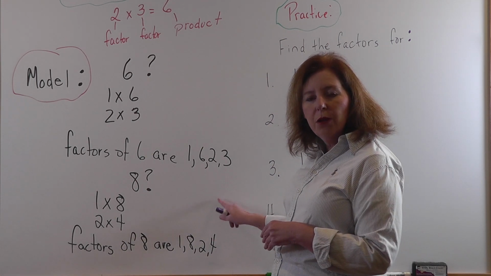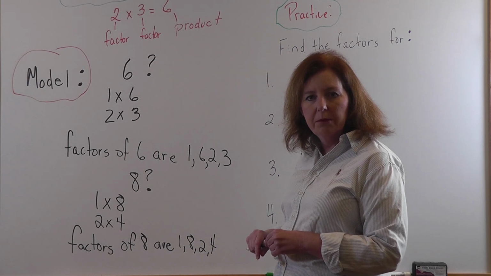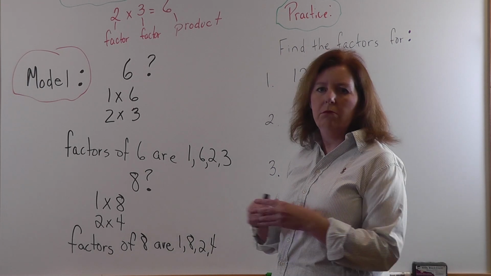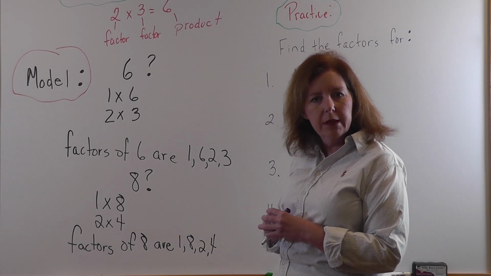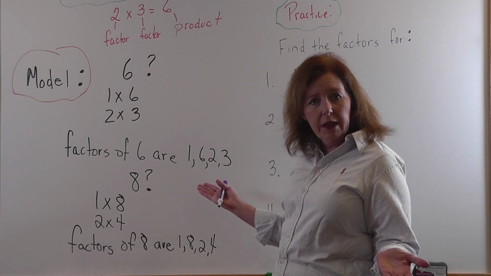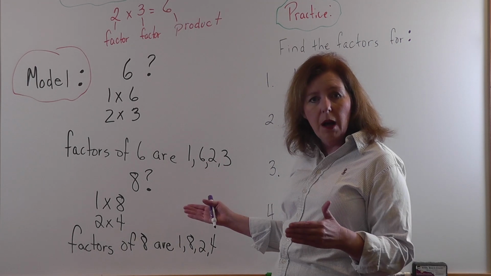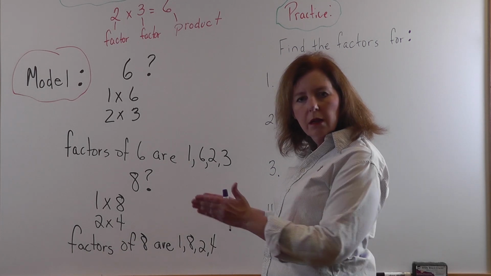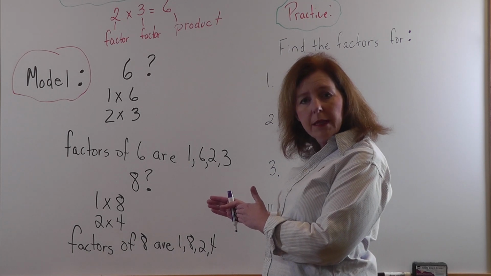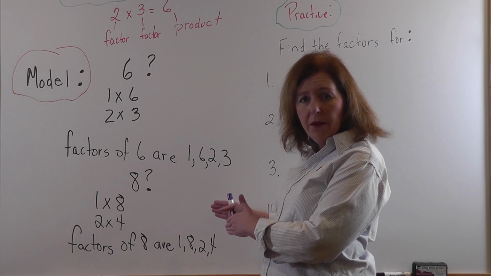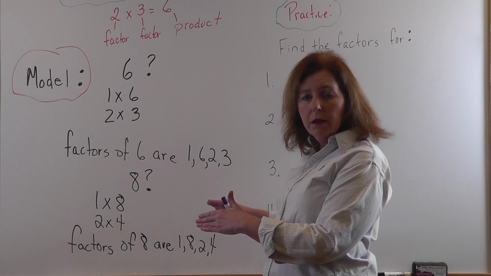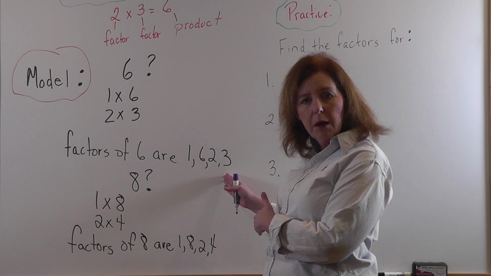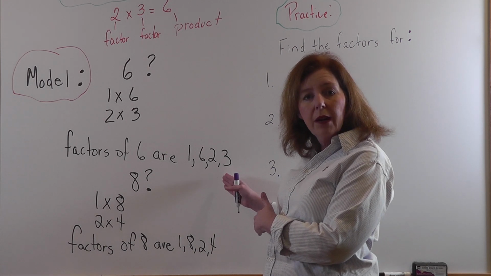This is how you find factors of a number. So if the teacher says, let's find the factors of this number, then you figure out what numbers can be multiplied to get that number. And 1 times the number is always a factor, okay? And then you think of other numbers that can be multiplied to get that number. That's how you find factors of a number.